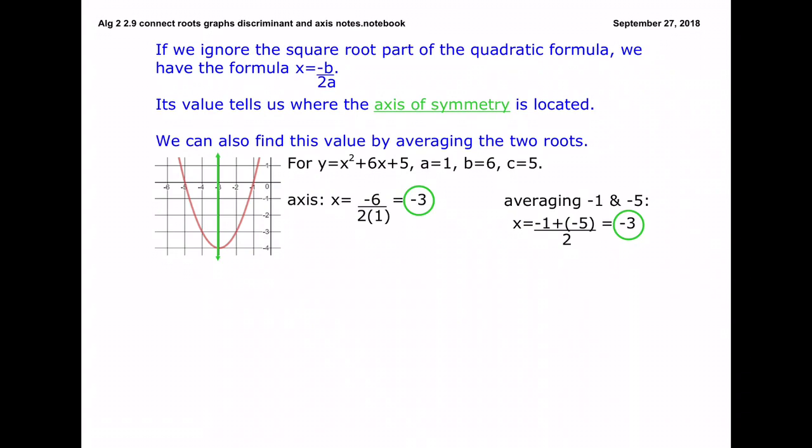If we ignore the square root part of the quadratic formula, we have the formula x equals negative b over 2a. That is the formula that tells us where the axis of symmetry is located. We can also find this by averaging the two roots. That is only if we know what our x-intercepts are. You can see that on this graph we have a root at negative 5, a root at negative 1. If we use our negative b over 2a from the original quadratic formula, we get our axis of symmetry is negative 3. If we average our roots, negative 1 and negative 5, so we add those two together, divide by 2, we also get negative 3.